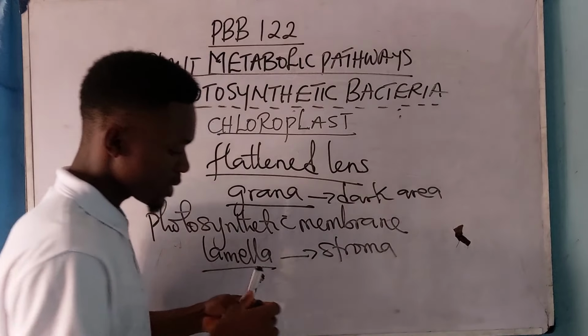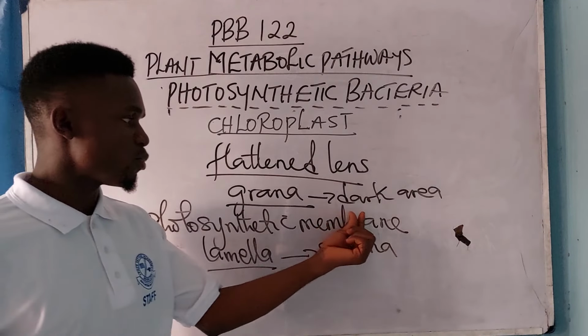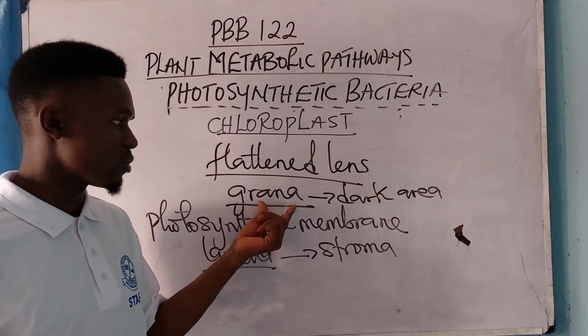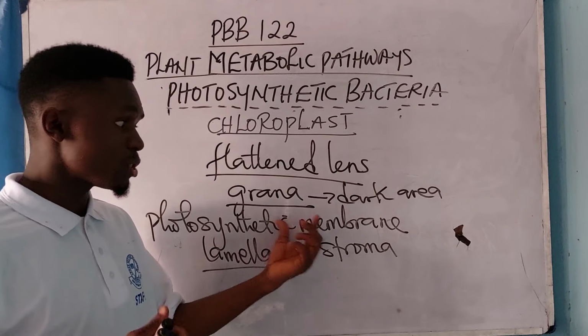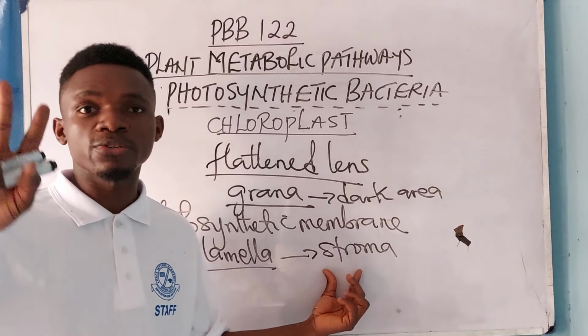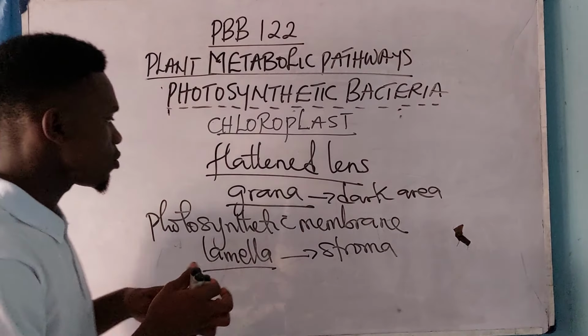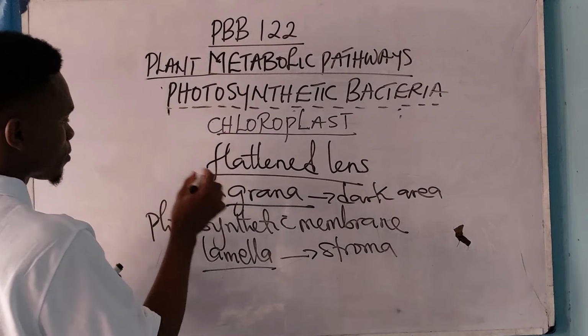Which means that photochemical reaction occurs in the dark area, which is the grana. Then the dark stage occurs in the stroma. Now you know photosynthesis has two stages, light stage and dark stage. The light stage occurs in the grana. If I don't call it grana, I can call it what?